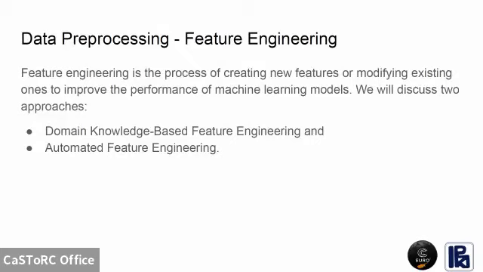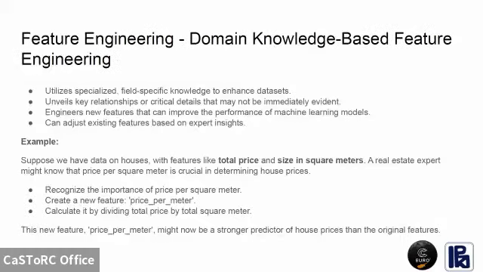Okay, so we discussed how you can select the important features for the analysis. But the question is, can you extract more information from the data you have? This is called feature engineering. It is a process of creating new features or even modifying the existing ones in order to extract more knowledge and improve the performance of the machine learning model. We are going to discuss two more methods, which are domain knowledge-based feature engineering and automated feature engineering.